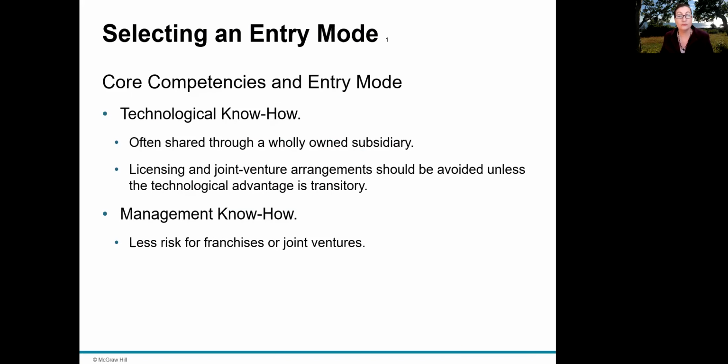Now, when we're looking to identify which entry mode is the best option for your particular organization and that particular market that you're looking to enter, you have to look at the core competencies of the organization that you're operating within. And that means considering technological know-how as well as management know-how. And I would add to that cultural competency. Can you hear my emphasis on cultural competency?